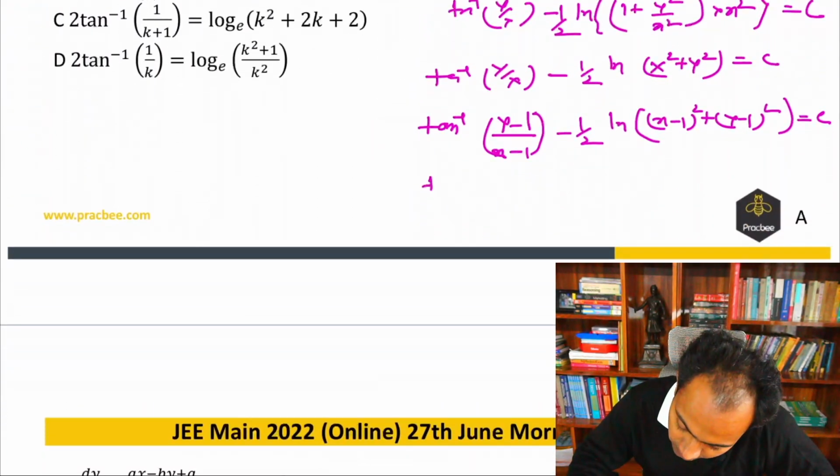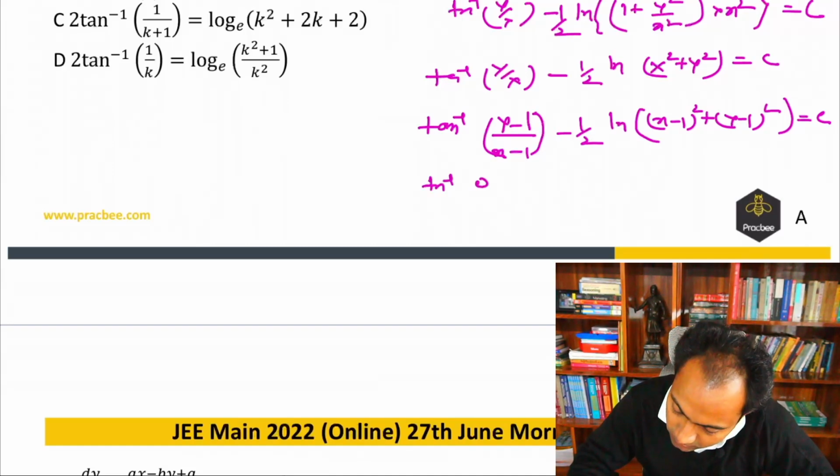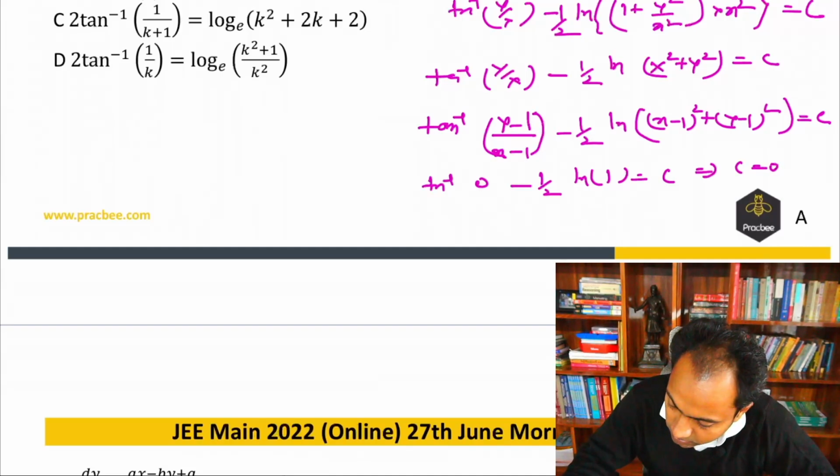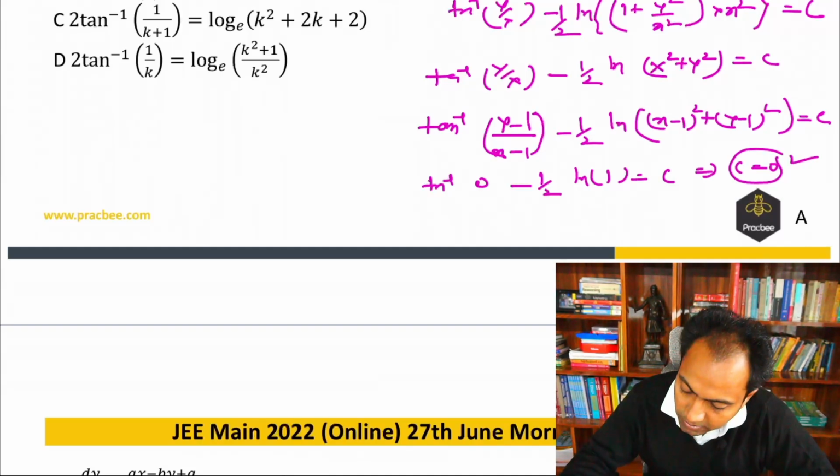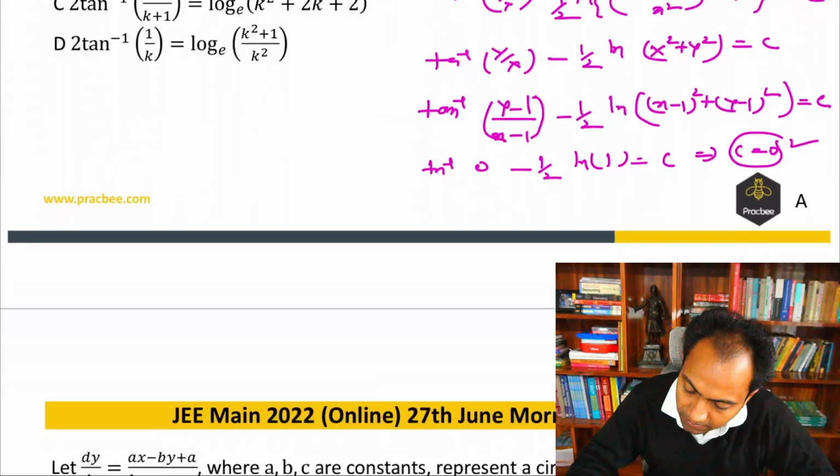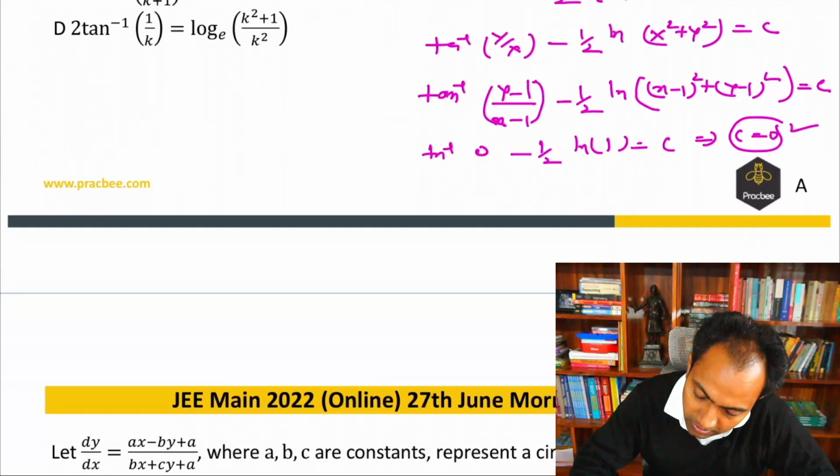So this becomes tan inverse of (2 minus 2, 1), so this will become 0. And (2, 1) would mean this becomes 1. As a result, c also comes out to be 0. Now we have figured out the value of c. Our final expression now looks something like this.